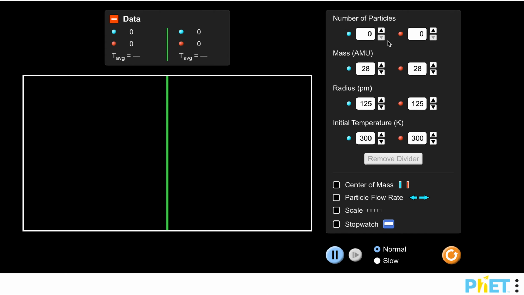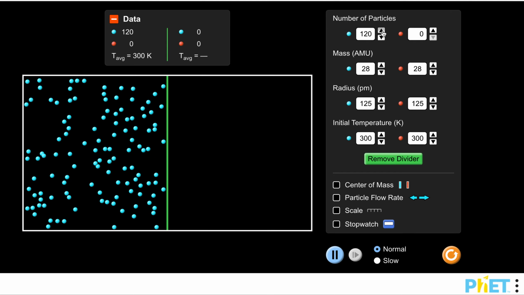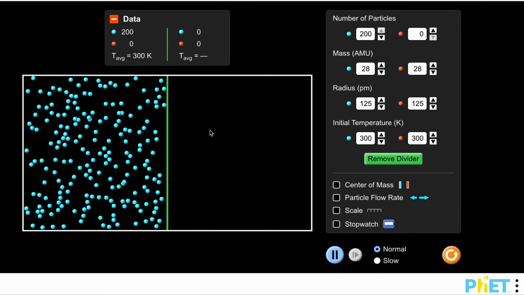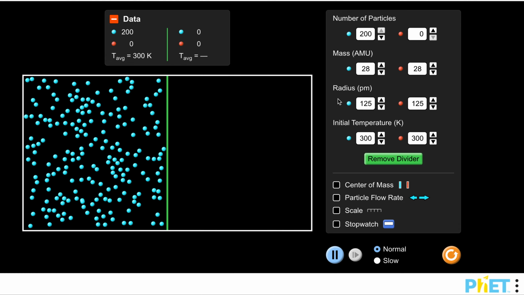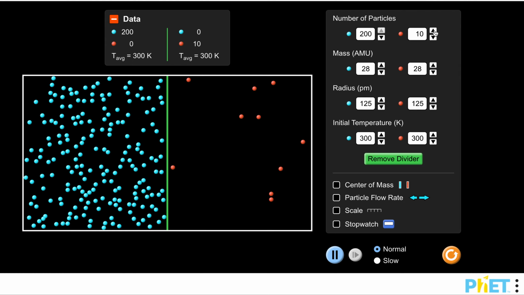So the things that you can control over here, similar to the last simulation, you control how many particles. So you can think of these as atoms or molecules, but we're going to use just the general term particles. And you can add however many you want. So 20, 30, 40, 50, you can keep going. You can add like a ridiculous amount of particles. That's kind of entertaining. You can leave the other side empty. You can put particles in the other side, whatever you want to do. So you can put in a few red ones if you want to do that.